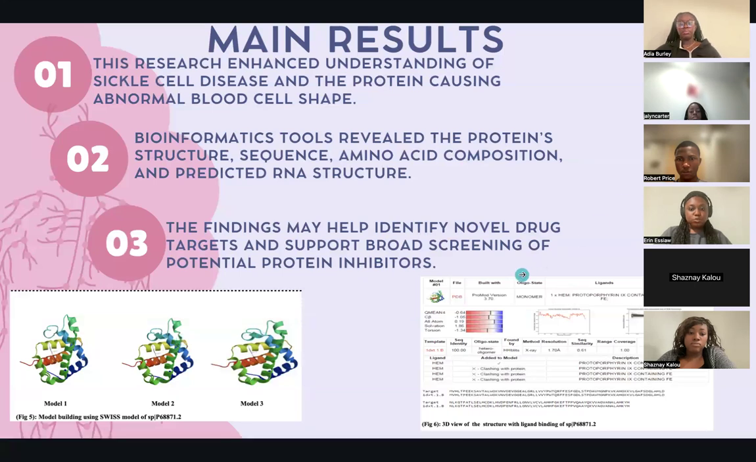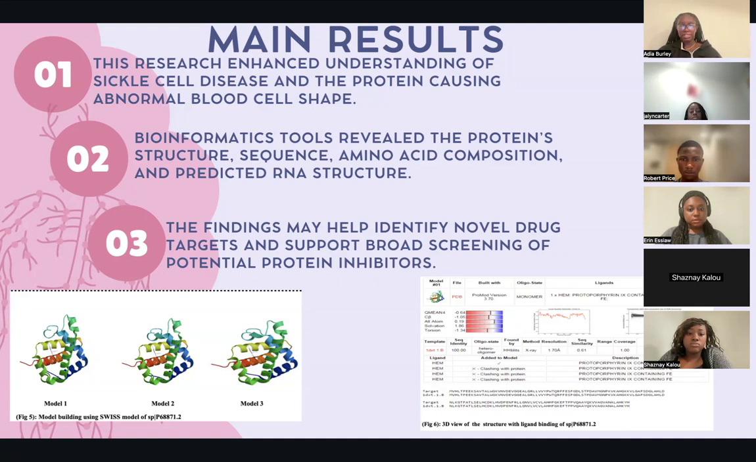Now, some of the main results that we found highlight key data, findings, and figures. The result of this research was a better understanding of sickle cell disease, as you can see in the graphs, and the protein responsible for the change in the blood cells. By using bioinformatic tools to take a closer look at the sickle cell protein, researchers were able to determine its structure, sequence, amino acid frequencies, and predicted RNA structure.